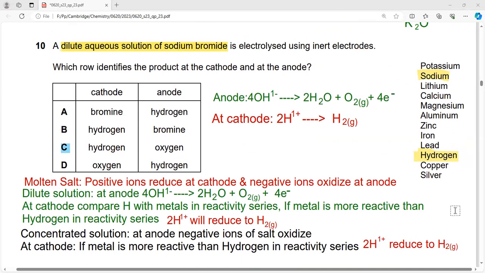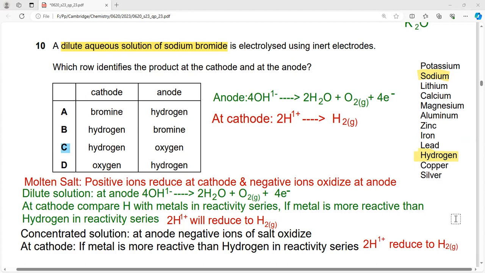Question number 10. A dilute aqueous solution of sodium bromide is electrolyzed using inert electrodes. Which row identifies the product at the cathode and at the anode? To understand electrolysis, we should know this information. For example, if this is a molten salt, then only the salt ions are present, and the positive ion will be reduced at the cathode and the negative ion will be oxidized at the anode. But if it is a dilute solution, the concentration of water is greater, so the hydroxide ion will be oxidized at the anode and produce water and oxygen.